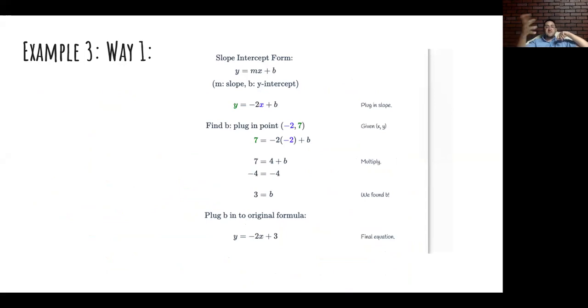Now, Delta Math, they are going to coach you into slope intercept form. So what they do is they say y equals mx plus b, and they make you plug in your point, so -2, 7, and they make you solve for b. And then you have to plug that b back into y equals mx plus b. So that's the Delta Math way.